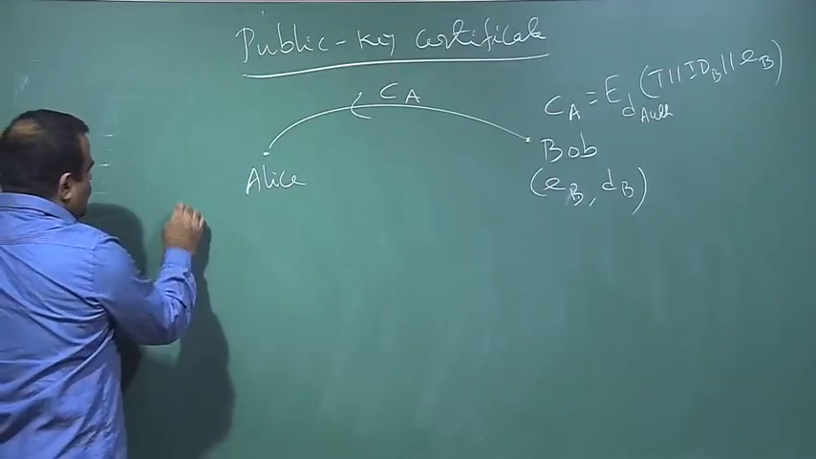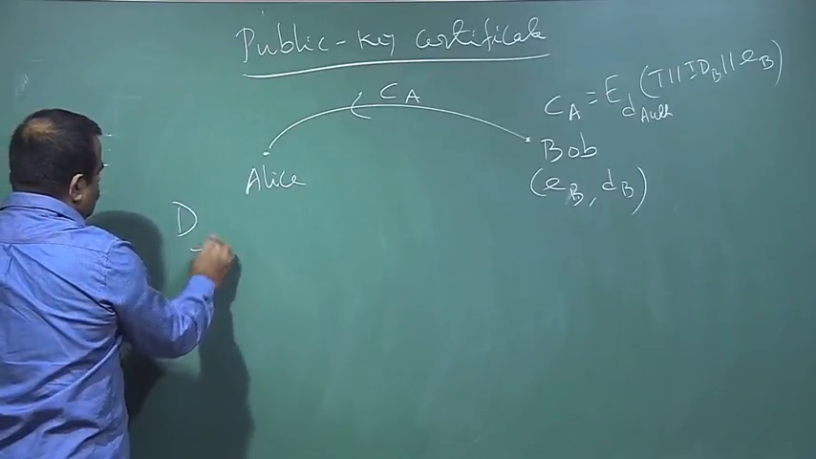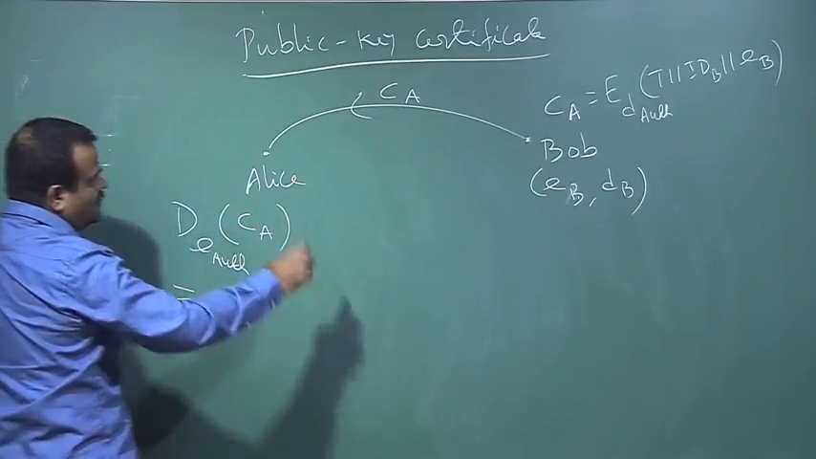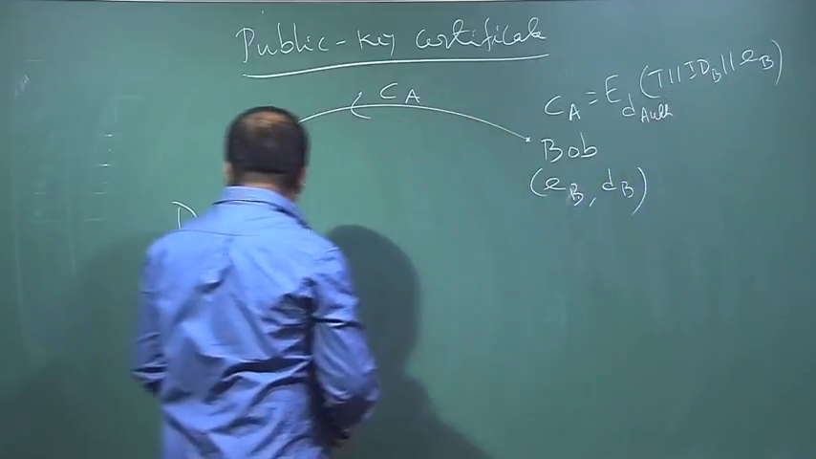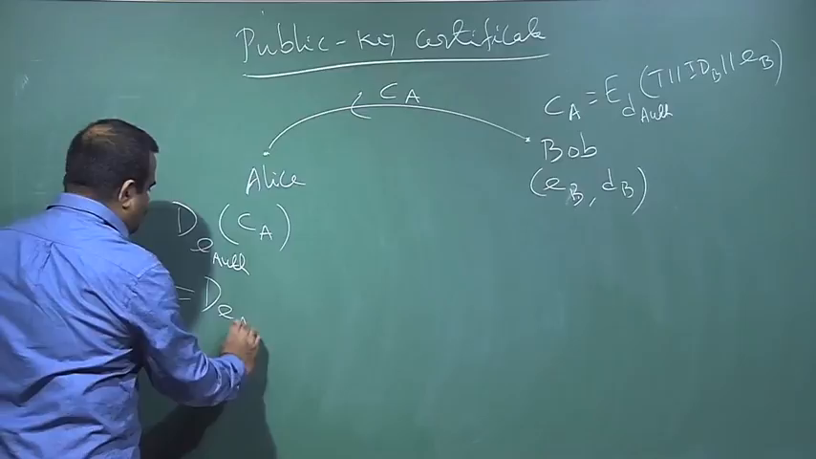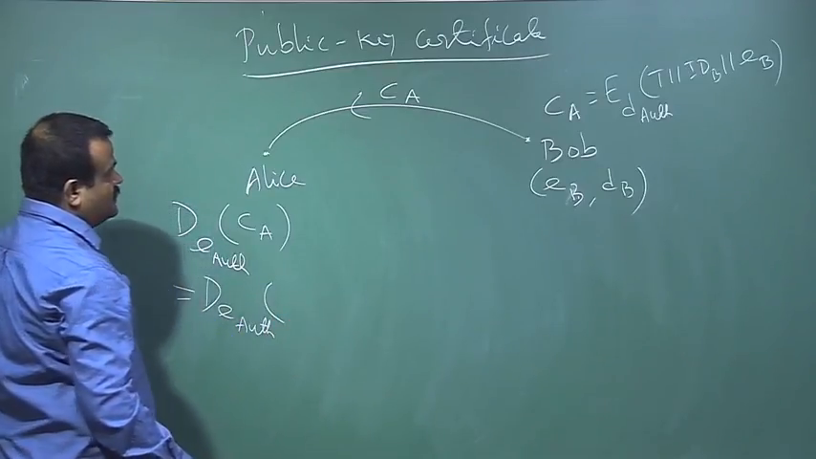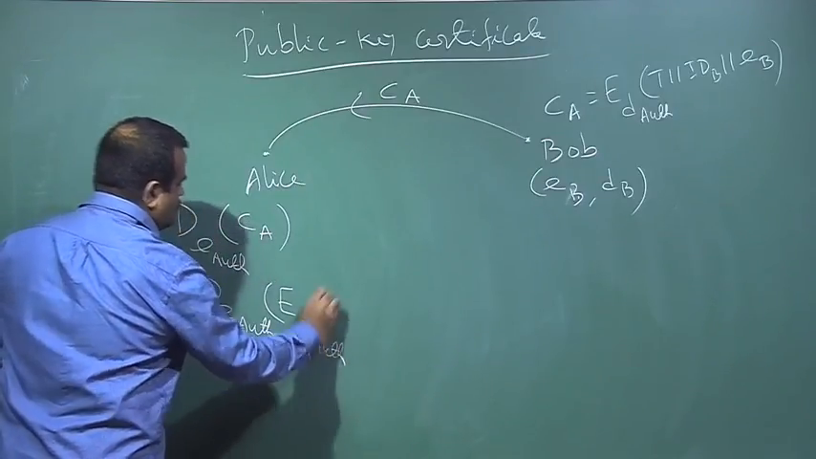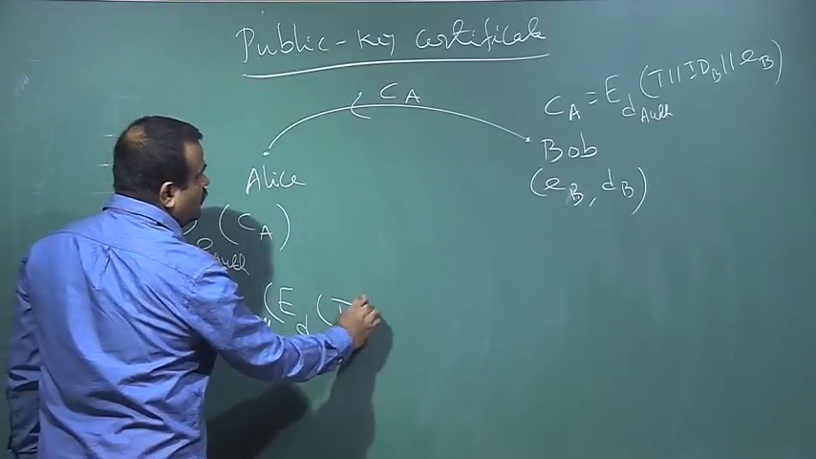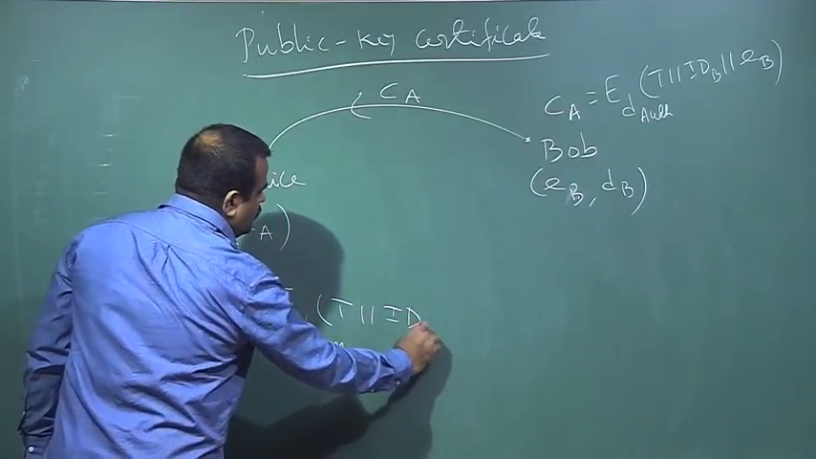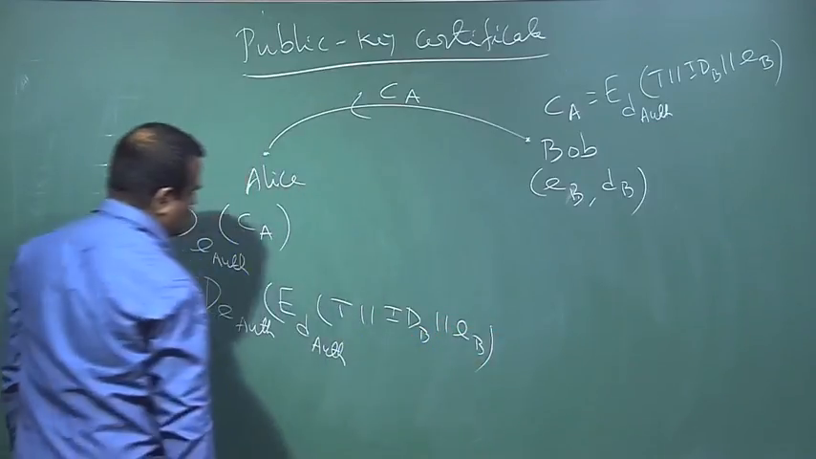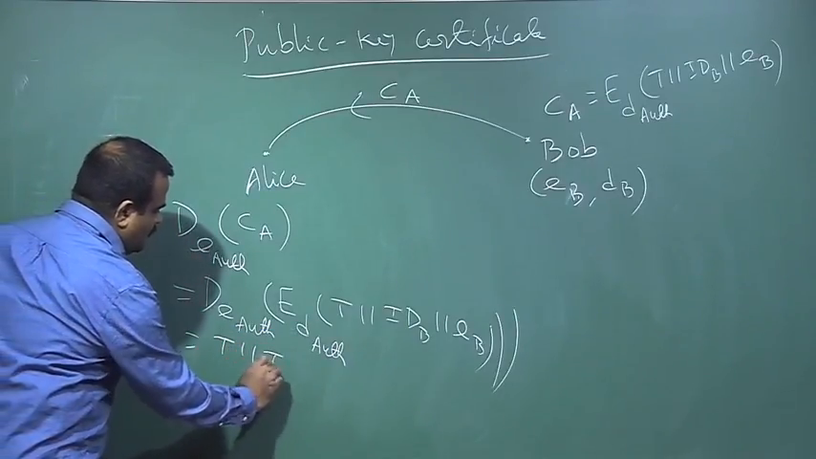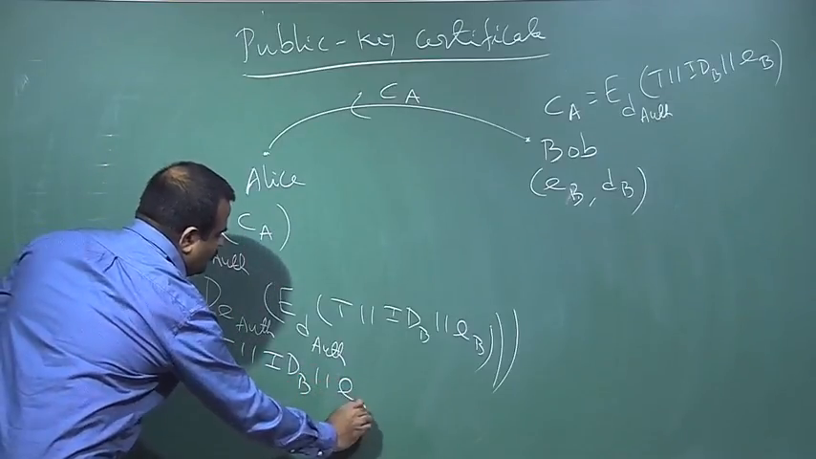So, what will Alice do? Alice will decrypt it using the authority's public key on this certificate. So, this is basically D of E auth, and this is basically E of D auth, T, E of B. Now, these two will cancel, and it will give us T, ID of B and E of B.